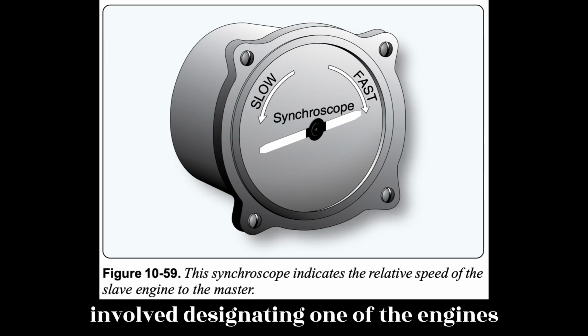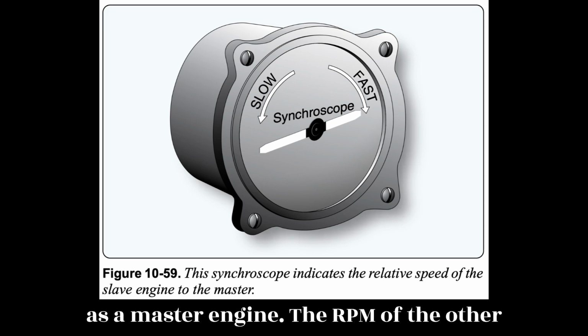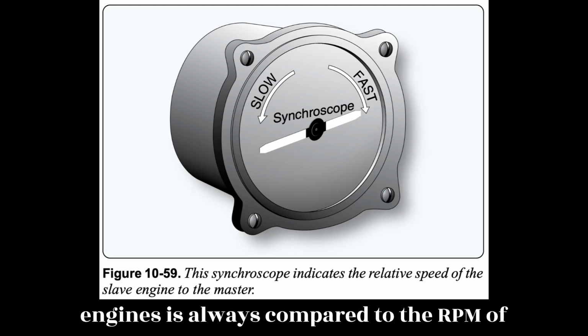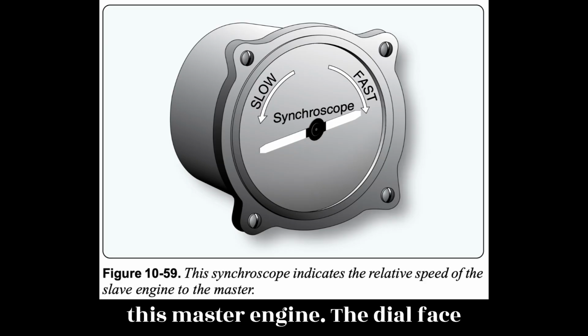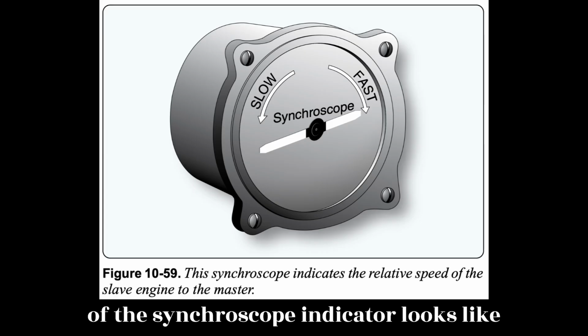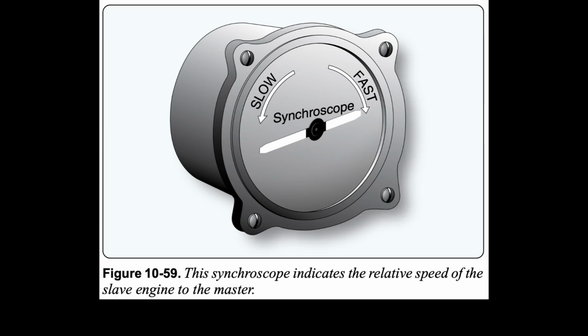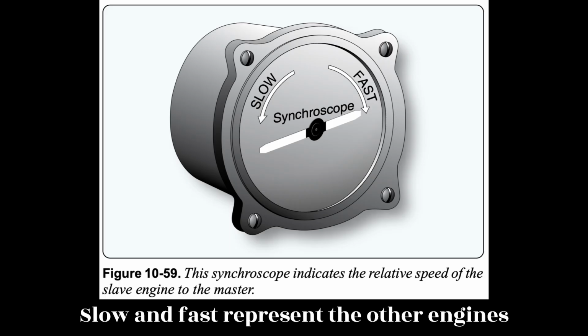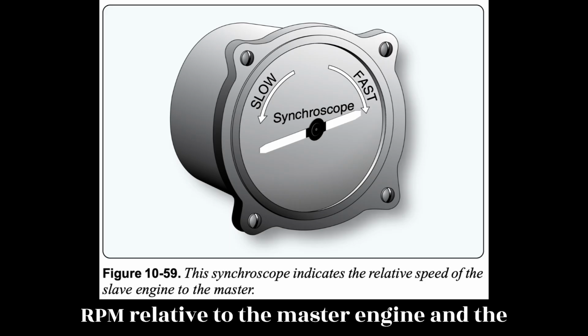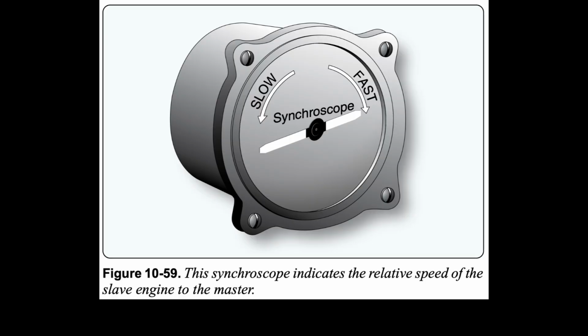One use of the synchroscope involves designating one of the engines as a master engine. The RPM of the other engines is always compared to the RPM of this master engine. The dial face of the synchroscope indicator looks like figure 10-59. Slow and fast represent the other engine's RPM relative to the master engine, and the pilot makes adjustments accordingly.